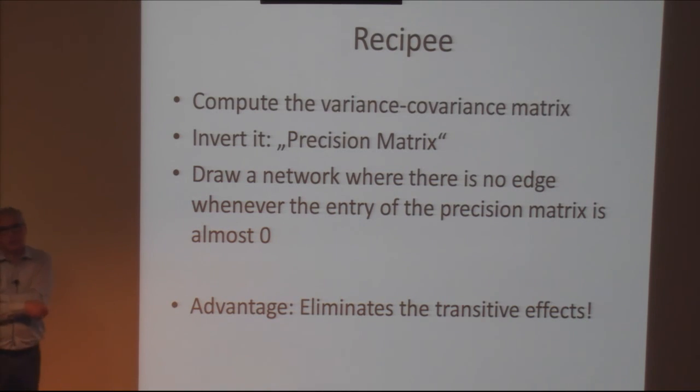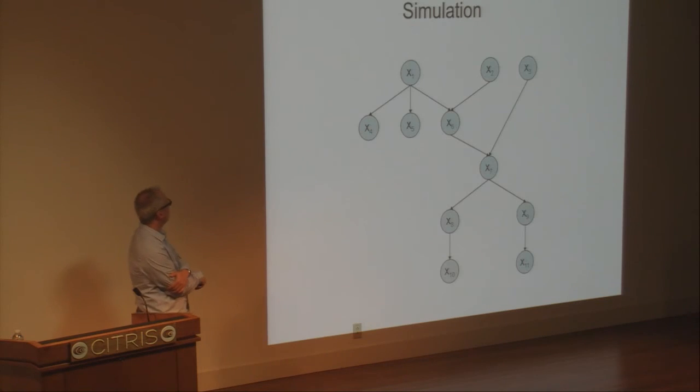So bottom line, the recipe to compute networks from this type of data is an extremely simple one. You invert the variance-covariance matrix, with the variance-covariance matrix only being the data by its transpose, nothing else. That's often called the precision matrix or concentration matrix. And the network then has no edge whenever the entry of the precision matrix is 0. And we hope that that way we have no transitive effects.